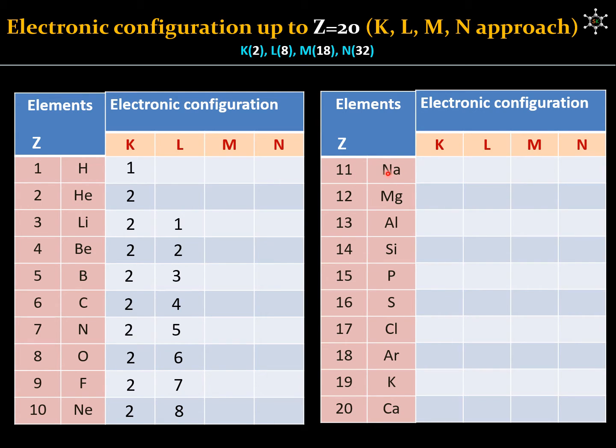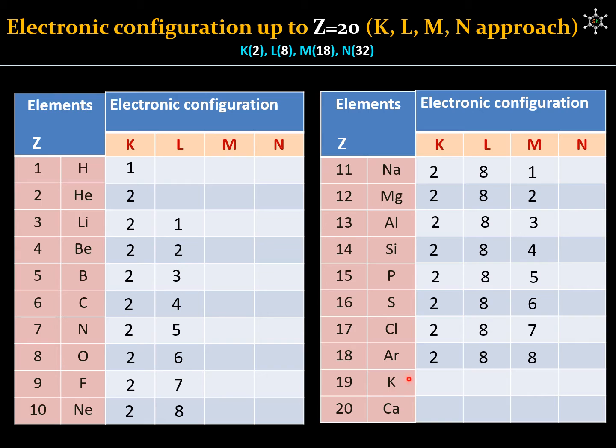Sodium has 11 electrons, 2 will go to K, 8 will go to L. We are left with one more, that goes to M. The capacity of M is 18. Let us do magnesium: 12 electrons, 2 in K, 8 in L, 2 in M. Aluminium 13: 2 in K, 8 in L, M has 3 electrons. Similarly, for silicon 2, 8, 4; phosphorus 2, 8, 5; sulfur 2, 8, 6; chlorine 2, 8, 7; argon 2, 8 and 8.